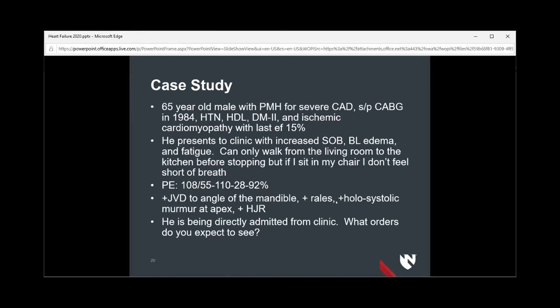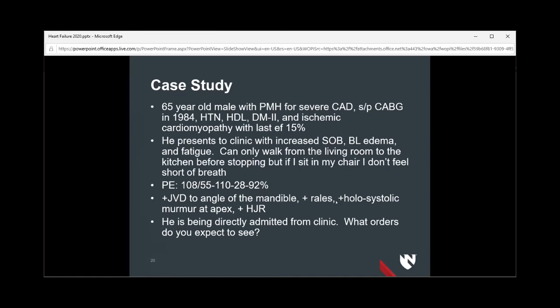This is our next case study. It's a 65-year-old gentleman who has a past medical history of severe coronary disease. He's had a CABG in 1984. Hypertension, hyperlipidemia, and diabetes, and he has developed an ischemic cardiomyopathy. His last echo shows his EF to be 15%. He presents to the clinic with increased shortness of breath, lower extremity edema, and fatigue. He can only walk from the living room to the kitchen before stopping, but if he sits in his chair, he doesn't feel as short of breath.